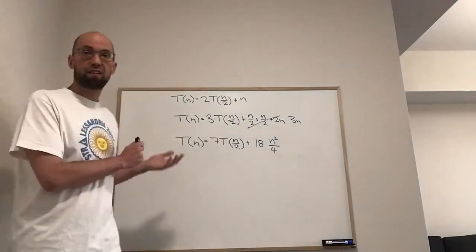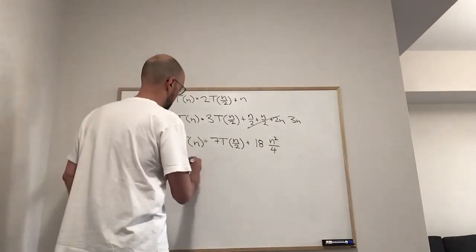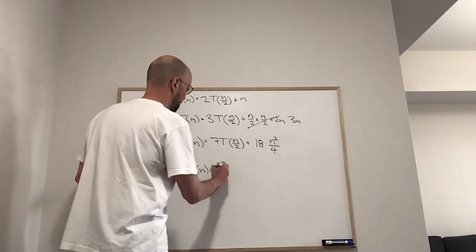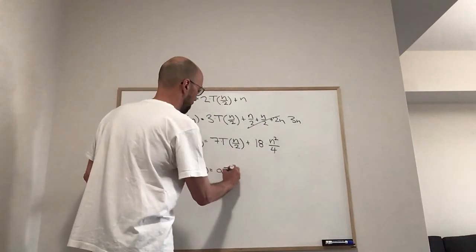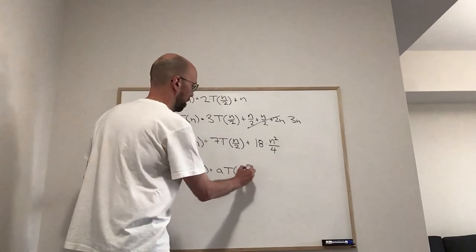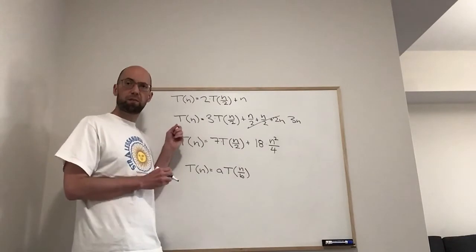But in general, there is a certain form here. We have T of n equals a T of n over b. Oh, so I didn't talk about this. I did maybe talk a bit about it.